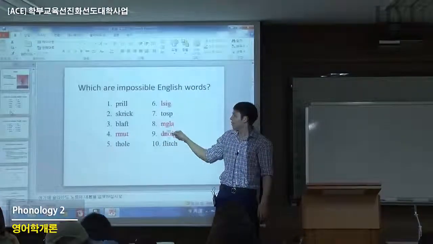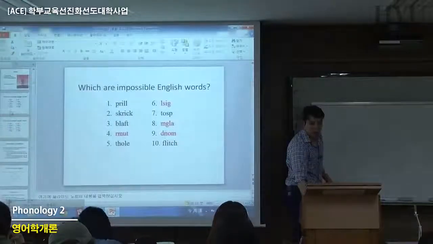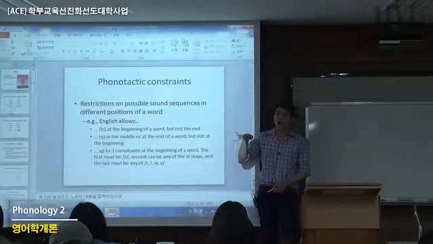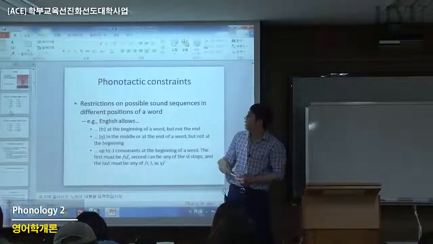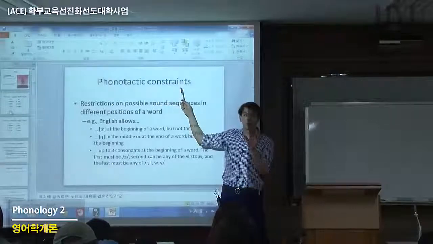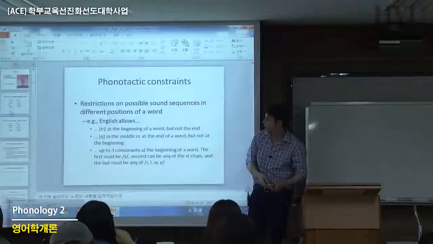You can't have M before G. You can't have D before N. It's not like that. But there are patterns that are deep down, that we don't really see but we know, right? So we refer to the arrangement of sounds or organization of sounds as phonotactic constraints, okay?